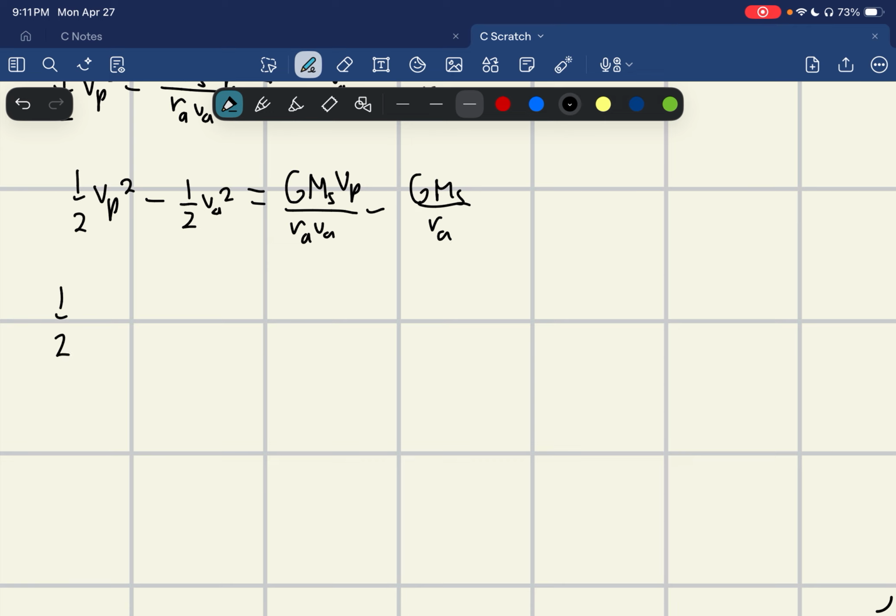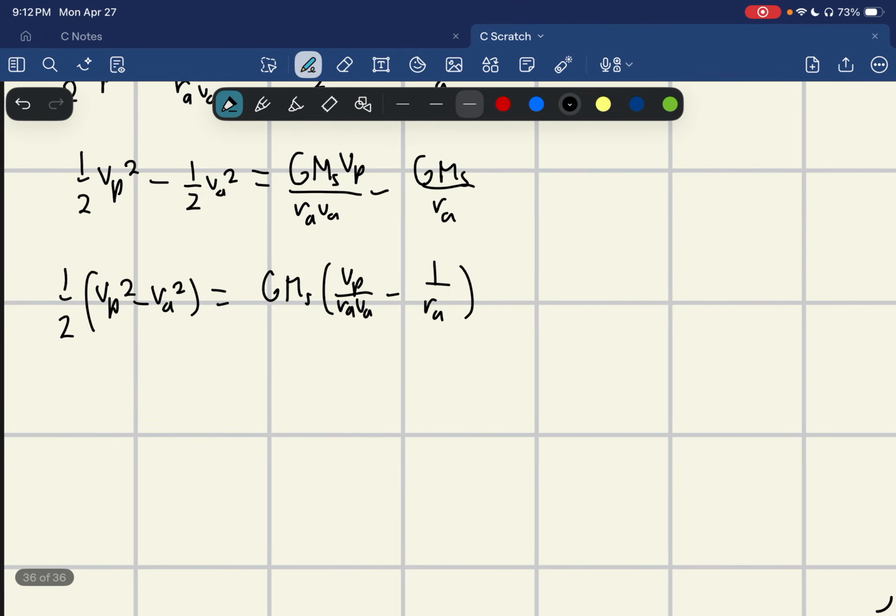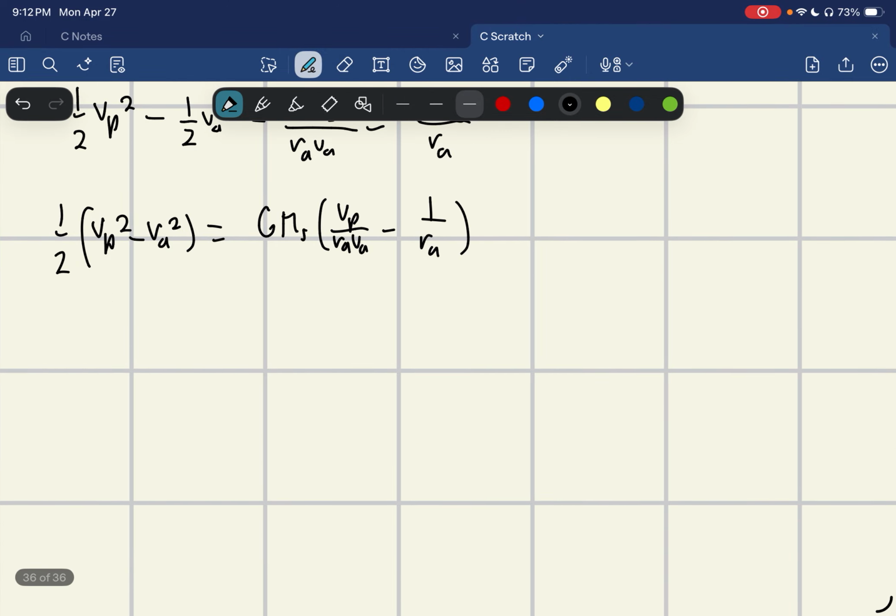So it'd be 1/2 times VP squared minus VA squared is equal to GMS times VP all over RA VA minus 1 over RA. And then here, on the left side, I'm going to expand VP squared minus VA squared into 1/2 times VP minus VA times VP plus VA. And then on the right side, in the parentheses, I'm going to combine everything into one term.